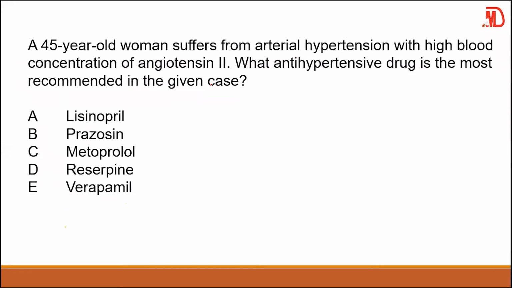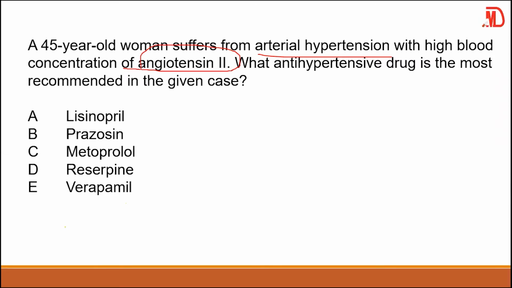A 45-year-old woman suffers from arterial hypertension with high blood concentration of angiotensin 2. Before I continue, what is the function of angiotensin 2? We discussed it the last time. Aldosterone secretion. Yes, one of them. And on the vessels, what do they do? Vasoconstriction. Very good.